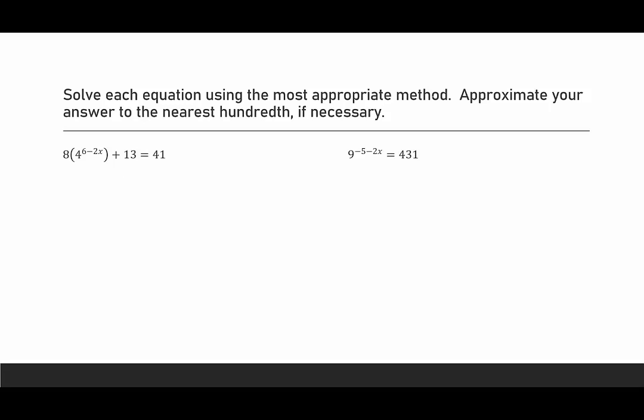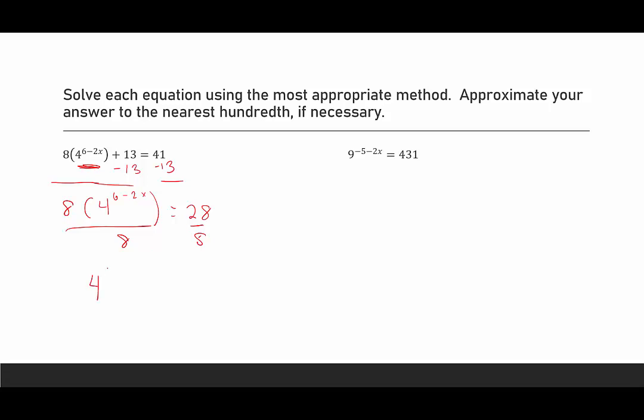Okay, for the one on the left, yikes, we need to get this by itself. So I'm going to first subtract 13 from both sides. That's going to give me 8 times 4 to the 6 minus 2x is equal to 41 minus 13 is 28. Now I need to divide both sides by 8.